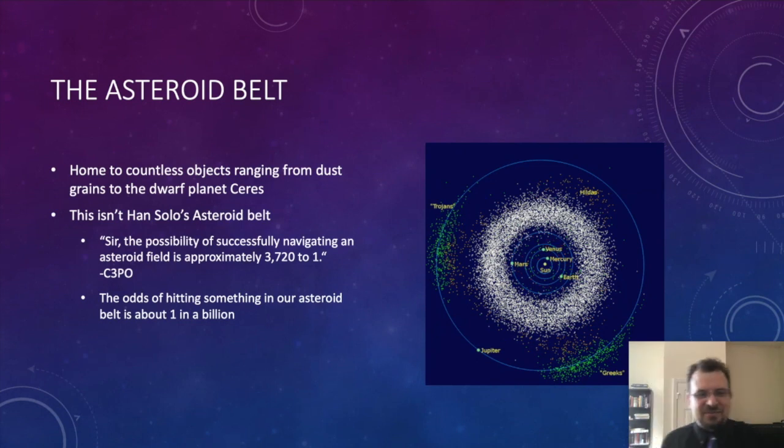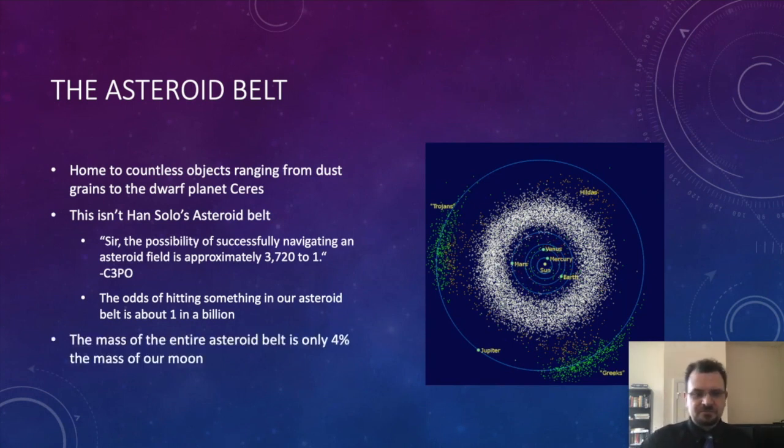So thank you, C-3PO. The odds of actually hitting something in our own asteroid belt are about 1 in a billion. NASA actually does the math to see if one of their spacecraft going out to the outer solar system is going to encounter one of these objects. Not because they're afraid of it going smack, but because if they're going to get close, they want to be able to take pictures, get some secondary science, and calibrate some of their machines on the way out.